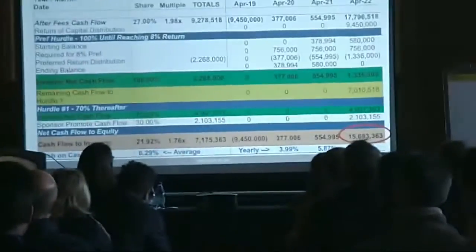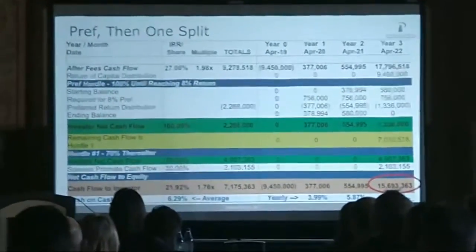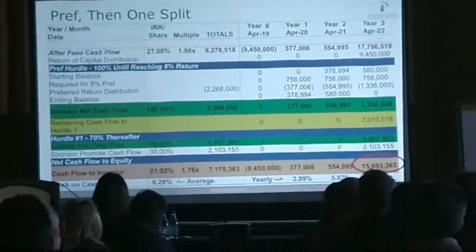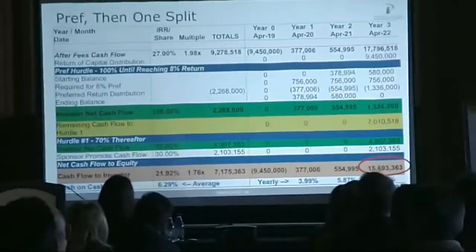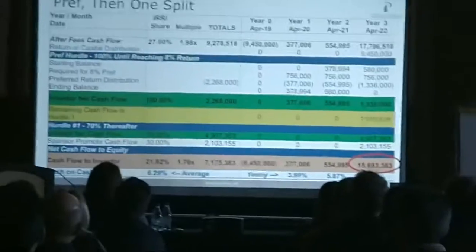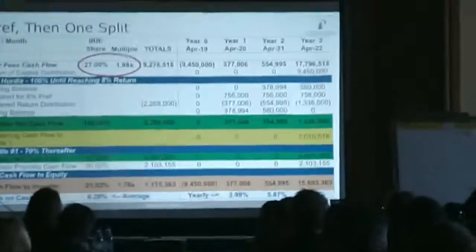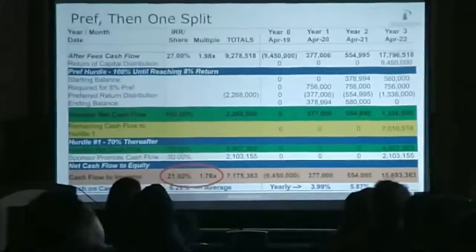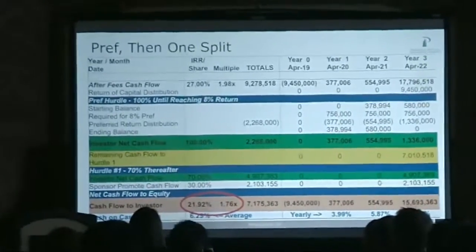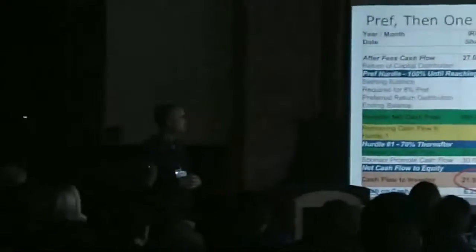So if you invested $100,000 in this deal, can you tell me exactly how much money you got back? Just like that? I heard 176,000. I'll show you in a second how we got that fast. We had a 21.92% IRR and a 1.76 multiple. A 1.76 multiple means you got 1.76 times your cash back. So if you invested $100,000, you got back 176.